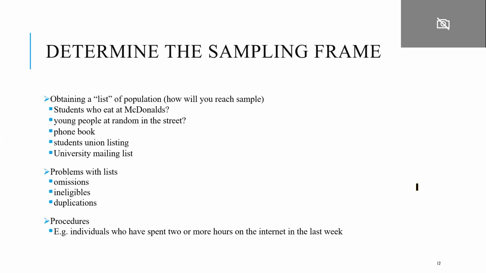Now, determination of sampling frame. What do you understand by sampling frame? I have already discussed: obtaining a list of the population. How will you reach your sample? Let's say make a list of students who eat McDonald's, young people at random in the street, or phone book, student union listing, university mailing list. That is the sampling frame. Problems with the list: omission, ineligibles, and duplications.